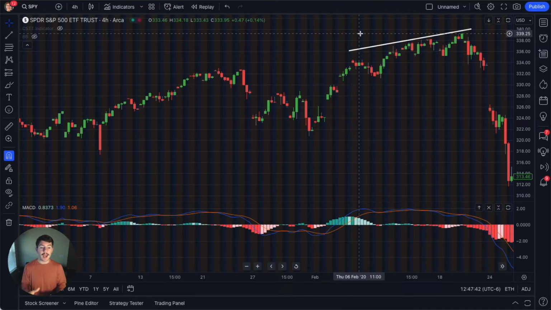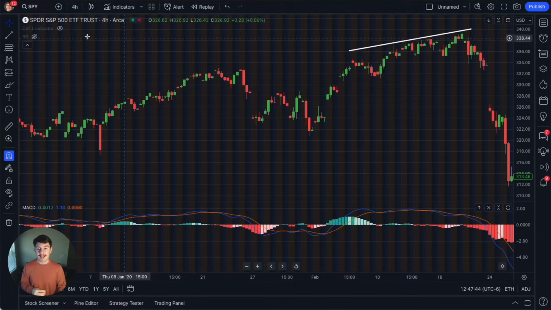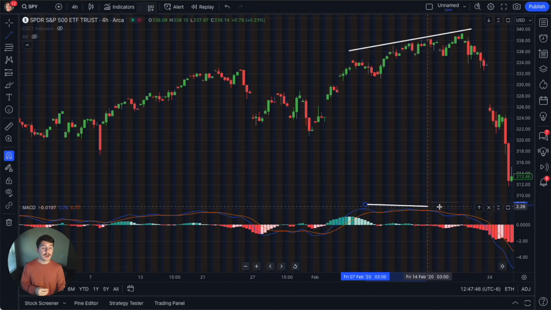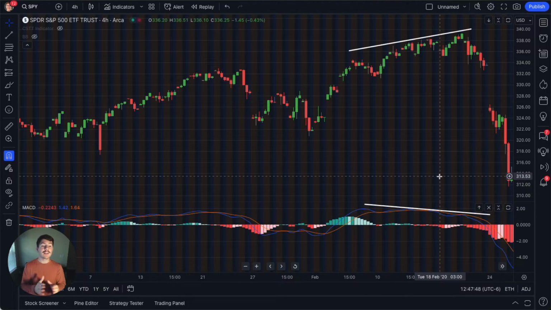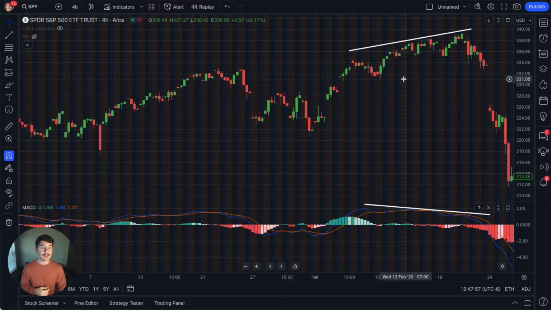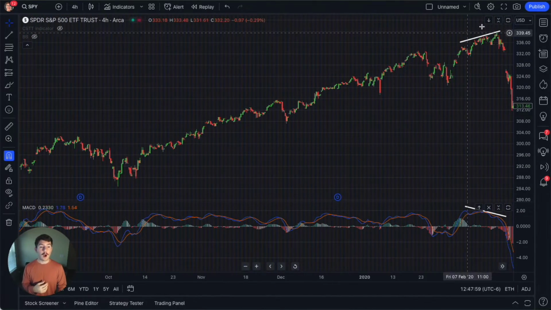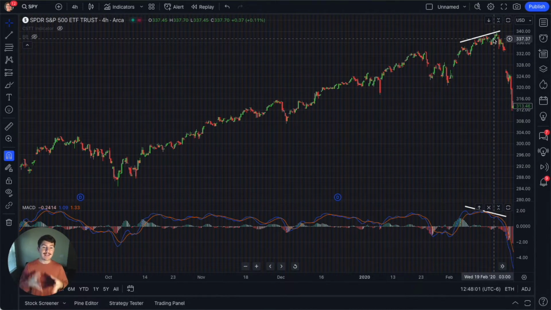But at the same time, what are the MACD lines doing? The MACD lines are getting lower. This is called MACD divergence. When they diverge at a key level, that is when reversals happen. So we can see here that we're trending up. We're at an all-time high. That is a key level. All-time highs are always key levels.